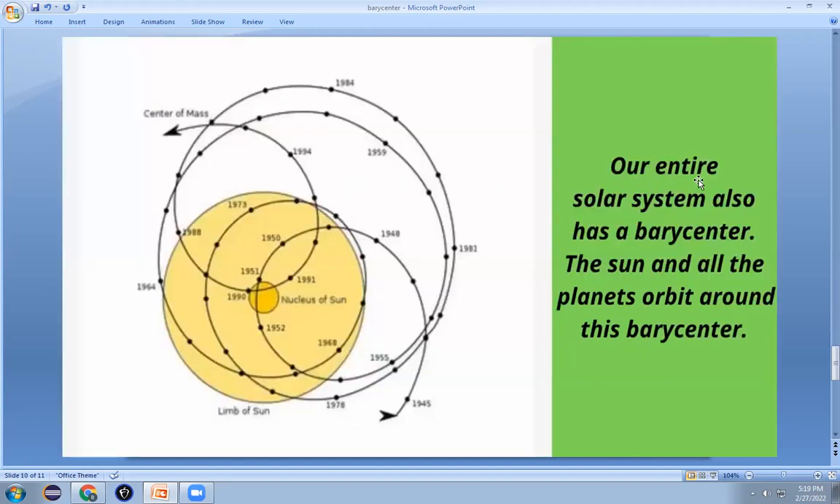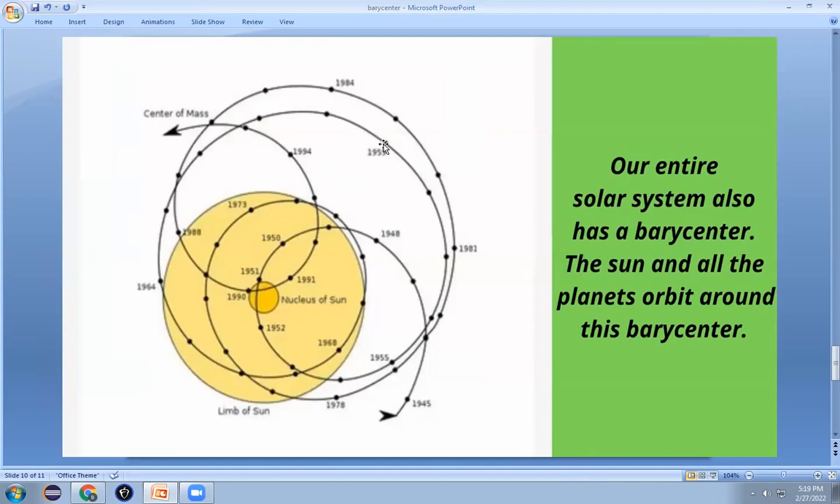Now, our entire solar system also has a barycenter. So the sun and all the planets orbit around this barycenter. Okay, and our solar system's barycenter constantly changes its position. See, they have given the years. For example, in 1984, it is here.